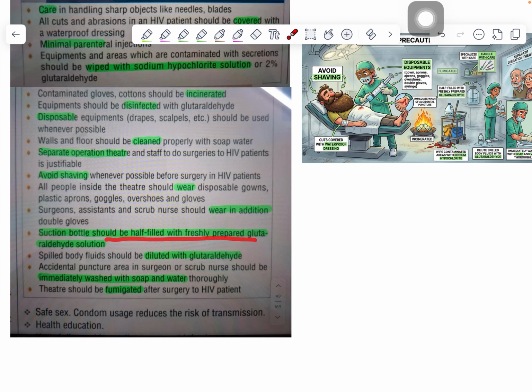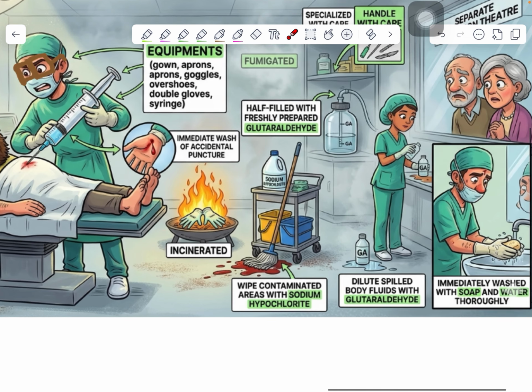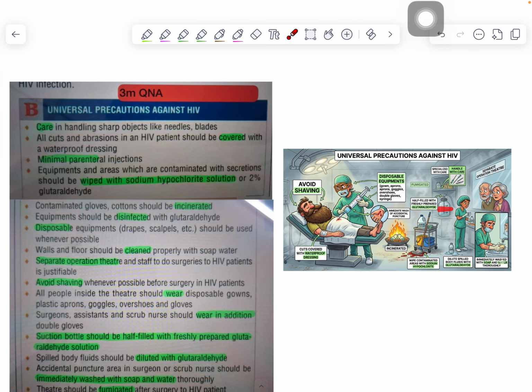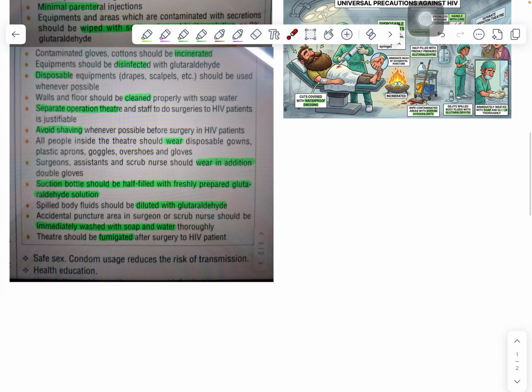Suction bottle should be half filled with freshly prepared glutaraldehyde solution. You can see the suction bottle being half filled with glutaraldehyde solution. Spilled body fluid should be diluted with glutaraldehyde. You can see here, spilled body fluid should be diluted with glutaraldehyde.